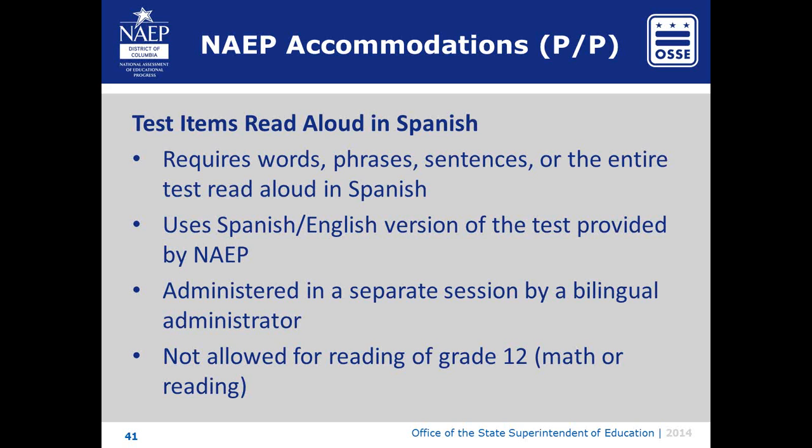While some English language learners require only the directions read aloud in Spanish, others need words, phrases, sentences, or even the entire test to be read aloud in Spanish. Students requiring this accommodation will take the assessment using the Spanish-English version of the test provided by NAEP. Again, the accommodation is not allowed in reading, only allowed in math, and is not allowed for 12th grade students in any subject.